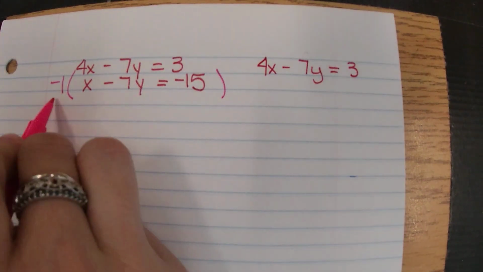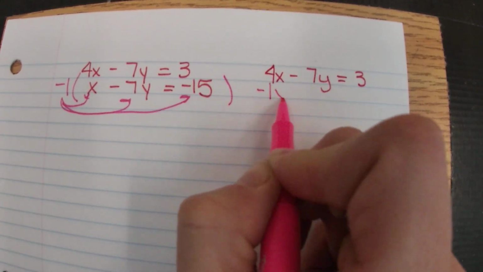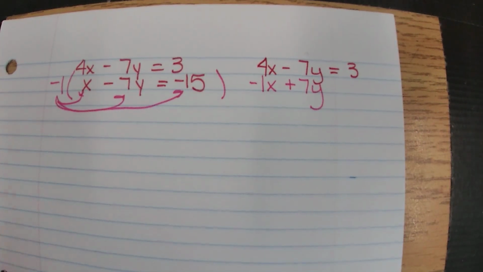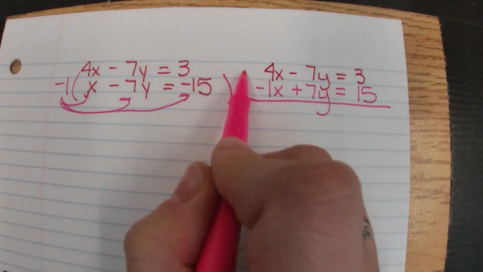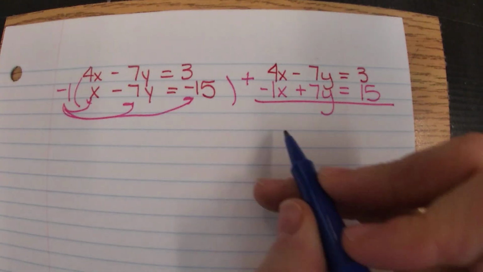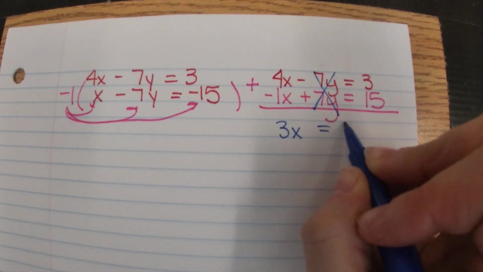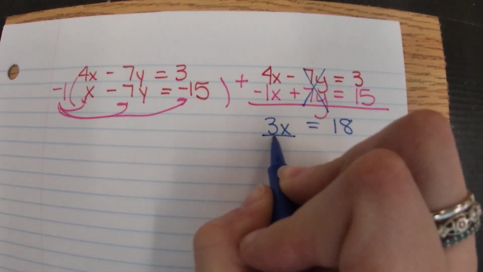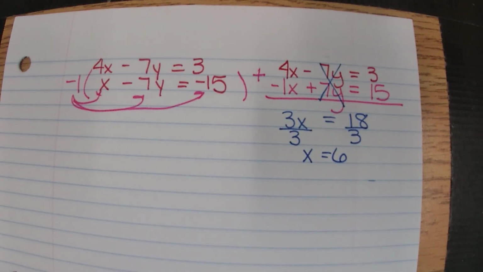And my bottom equation, I'm multiplying this -1 all the way through. So negative 1 times x is negative 1x. Negative 1 times negative 7 is positive 7. And negative 1 times negative 15 is a positive 15. Okay, now I can add these straight down. 4x plus a negative 1x will give me 3x. My y's cancel. 3 plus 15 gives me 18. I can now solve this, which says x equals 6.